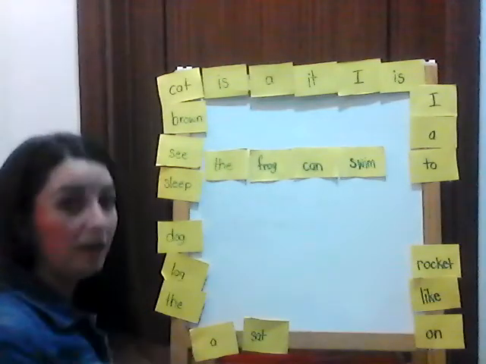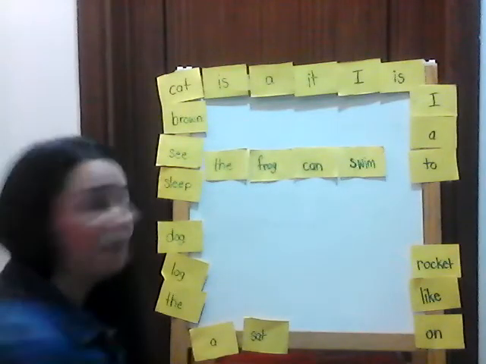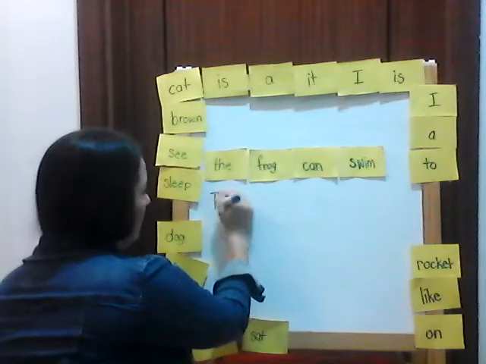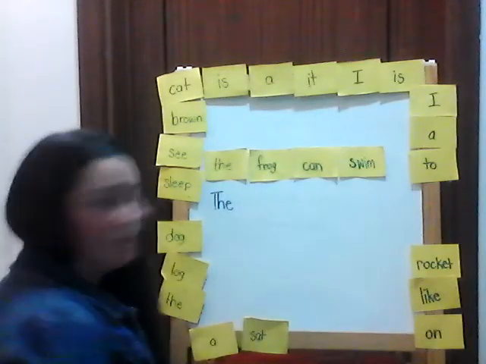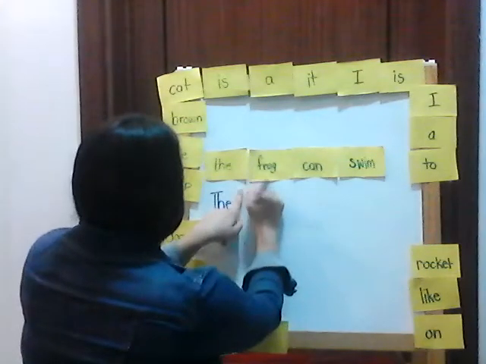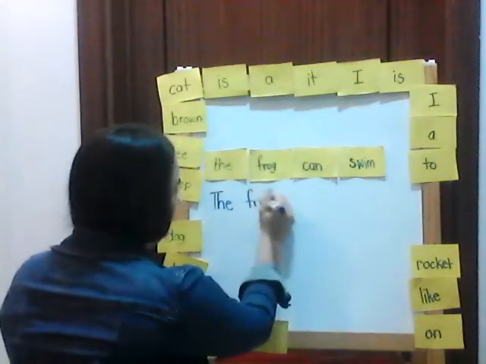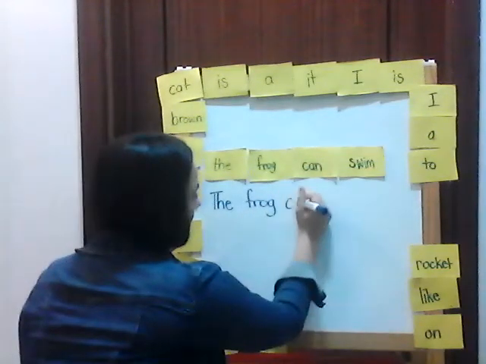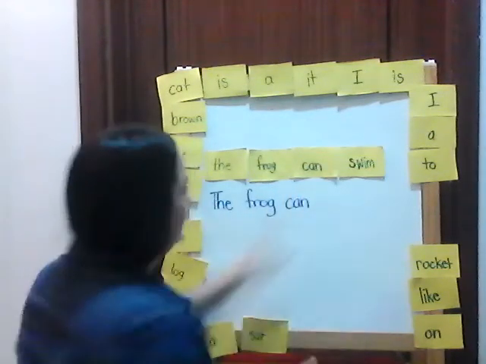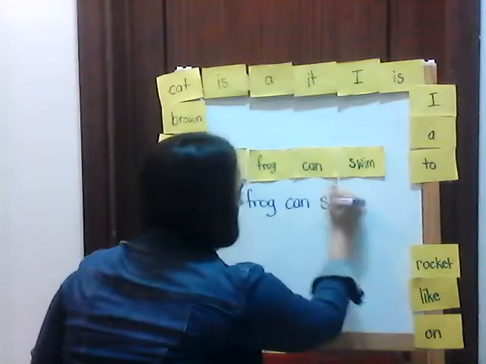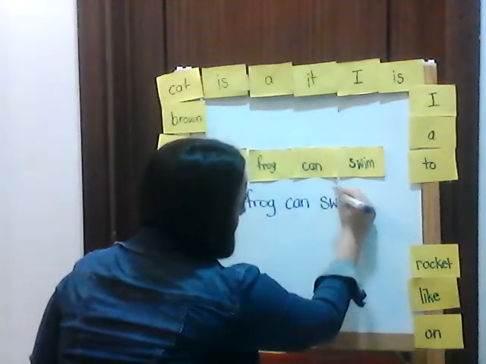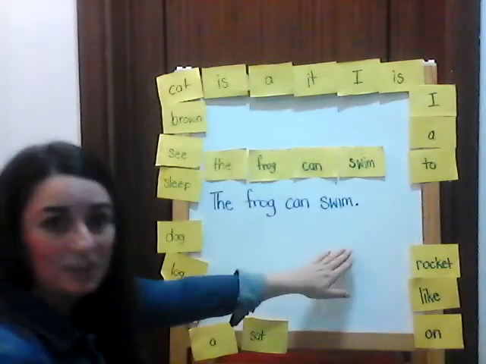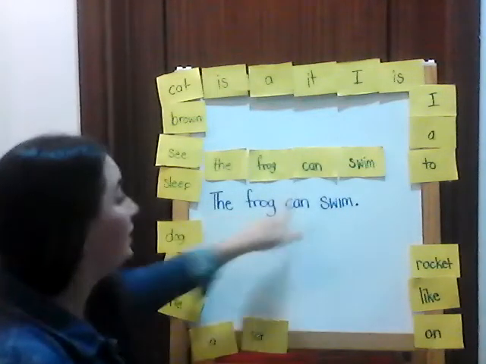Now I'm going to write it. Your job, after you create your sentences, is to write them. I'm going to start with a capital letter, the, like that, finger space, frog, finger space, can, finger space, swim. Don't forget to put a full stop, so that tells a person that's where the sentence ends. So: the frog can swim.